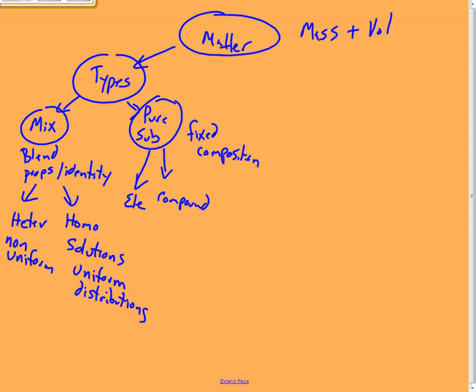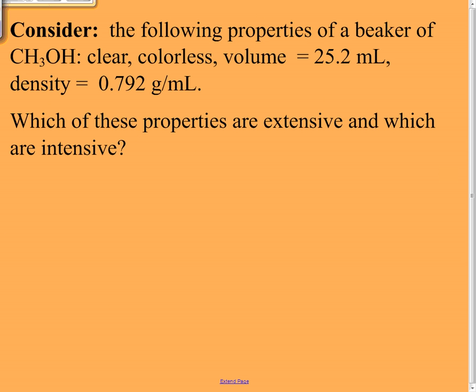Good. So now we want to move on to another aspect of matter, and we want to focus on the properties of matter. So, what kind of question do we want to pose? Here we go. Consider the following properties of a beaker of CH3OH, which we call methanol.